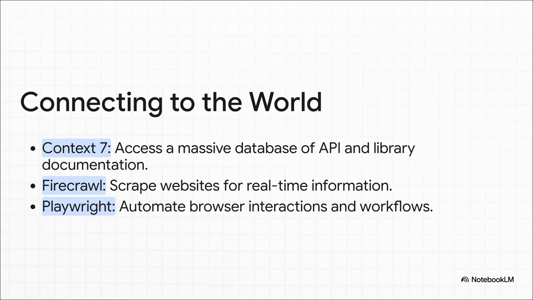And remember, your agents aren't stuck inside a little box, only able to see your local files. You can give them tools to connect to the outside world. They're called MCPs, or Model Context Protocols, but really just think of them as super-powered plugins. You could give your agent Firecrawl to scrape real-time info off a website, or give it Playwright so it can literally open a browser and automate tasks for you. This makes them so much more powerful.